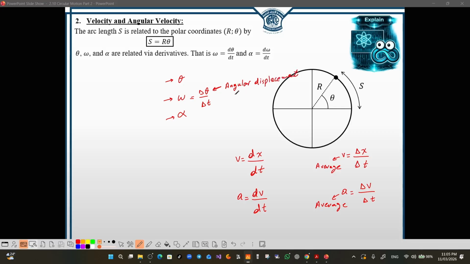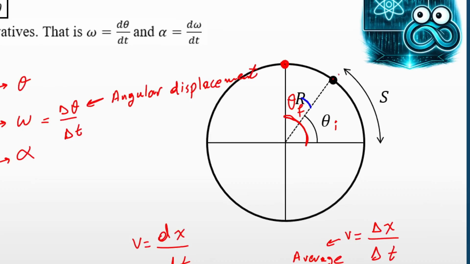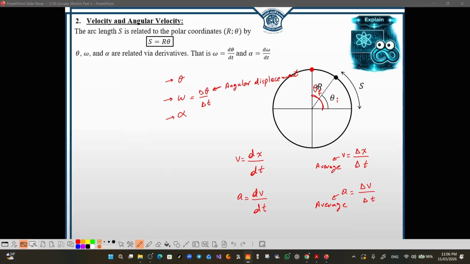And to understand what is meant by angular displacement, it is the difference between the initial angle made by the object and the final angle. So for example, let's assume that the object has now traveled from this location to that location. Now, obviously, the angle made by the object is bigger. The difference between the final angle and the initial angle is known as the angular displacement. And technically, this angle should be this one. This is the difference between the initial angle and the final angle. So this angle is known as the angular displacement.